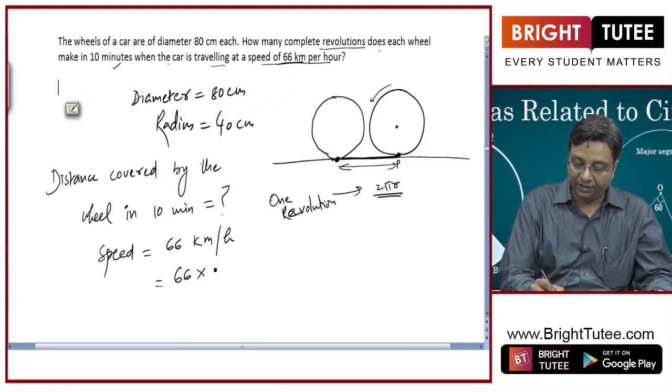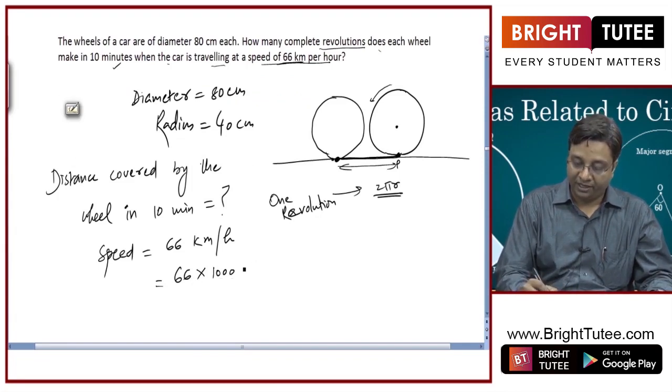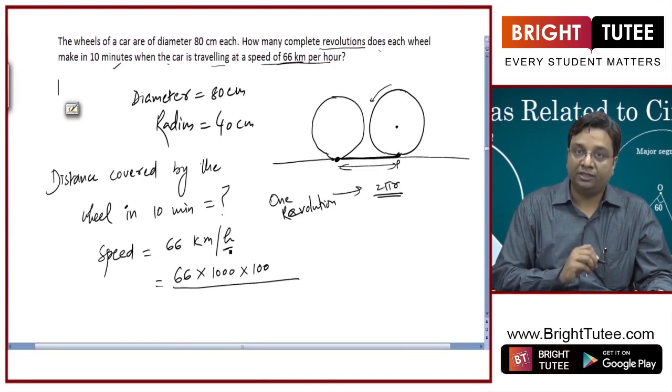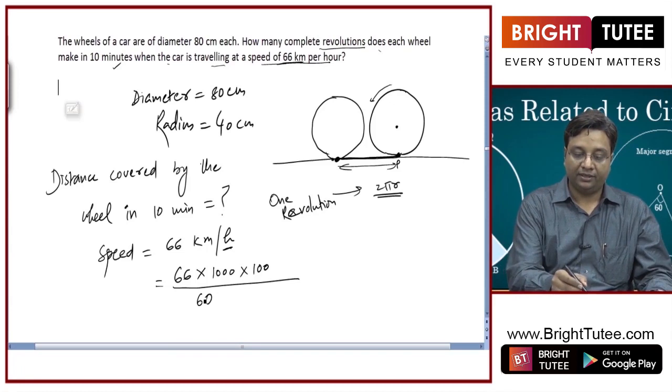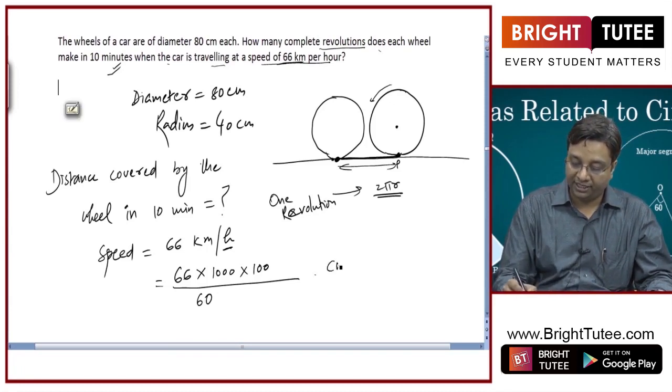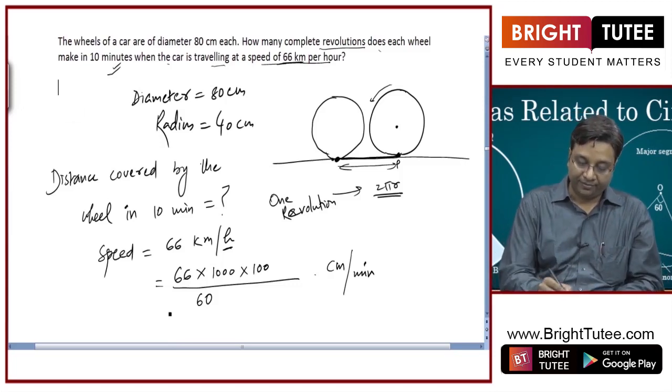66 kilometer to meter, I will multiply by 1000. Now, 66,000 meters. If you multiply the meters by 100, you will get the centimeter. So, this is the 66 kilometer converted into centimeters. Now, in the denominator I have hours. So, 1 hour has got 60 minutes. So, this speed now is in centimeter per minute. I have changed the unit as per our requirement.